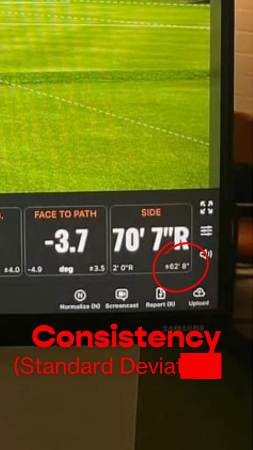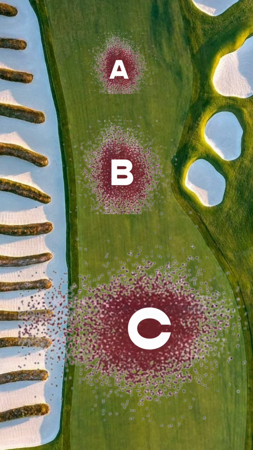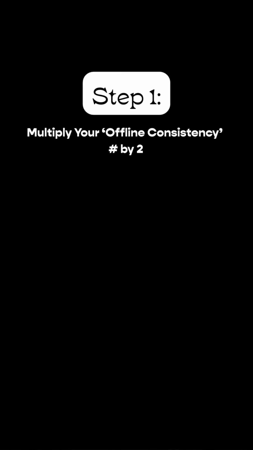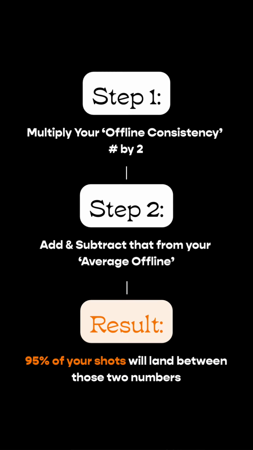Consistency is another name for standard deviation. In statistics terms, it's effectively how big is your miss. So to find the width of your dispersion, here's what I want you to do. Take that consistency number and multiply it by 2. You then add and subtract that from your average, and that gets you the range in which 95% of your shots will land.